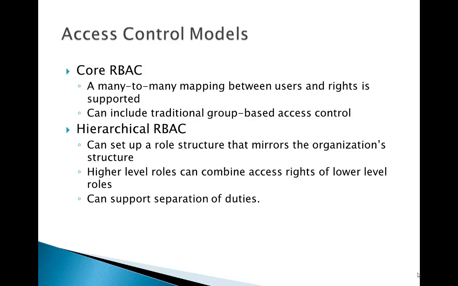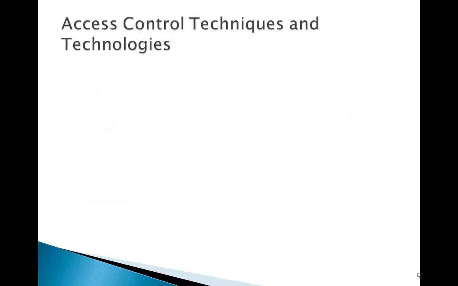It can also support separation of duties. Hierarchical role-based access control can support splitting tasks among different individuals by the way that the roles are defined in a hierarchy. Now, there are different technologies and techniques for access control as defined by the book. You've got, on the first hand, rule-based access control, which is if X then Y. If something is true, then grant access, otherwise deny access. This is a more generalized case of the access control list that we've looked at previously.